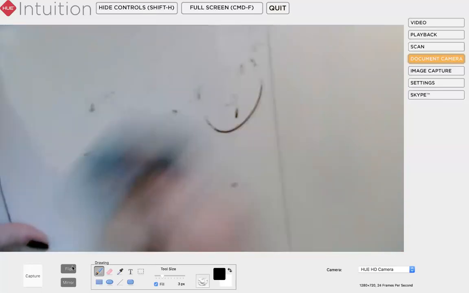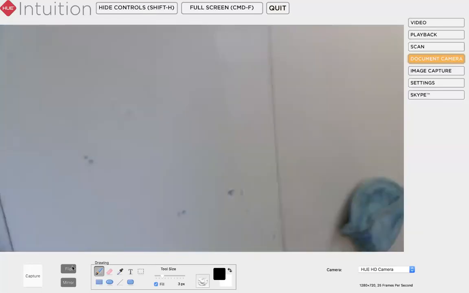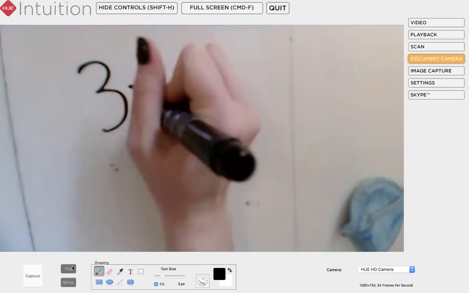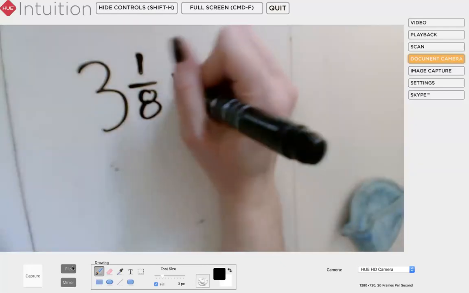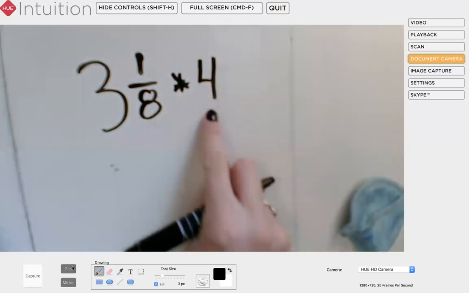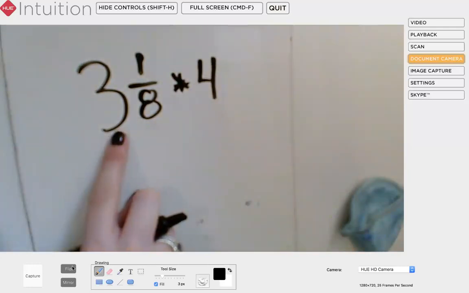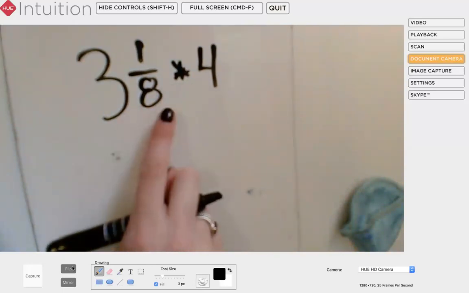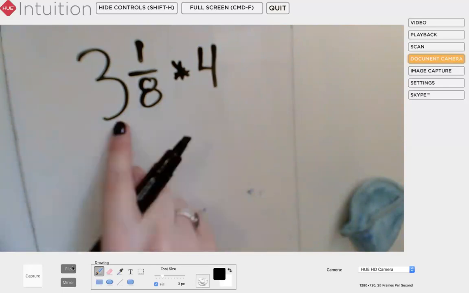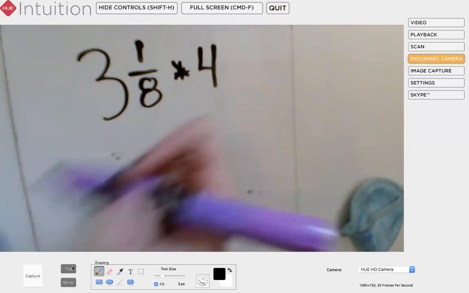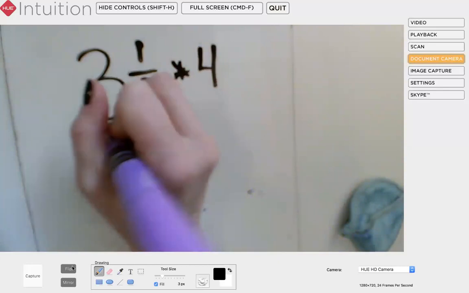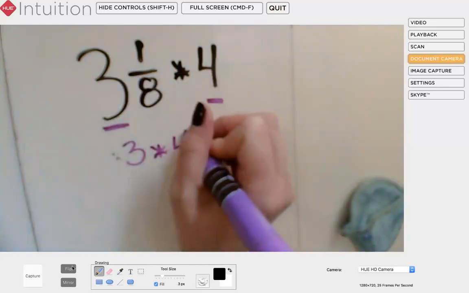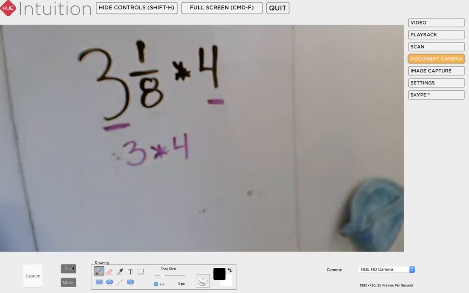Okay, now what I want to do with you guys is talk about how we can multiply a mixed number times a whole number. So here I have a mixed number times a whole number, okay? When I see a mixed number times a whole number, I actually think of this as almost two separate math problems. For example, I see the whole number 3 and 4. So I first see 3 times 4. That's one way I can think of this problem.